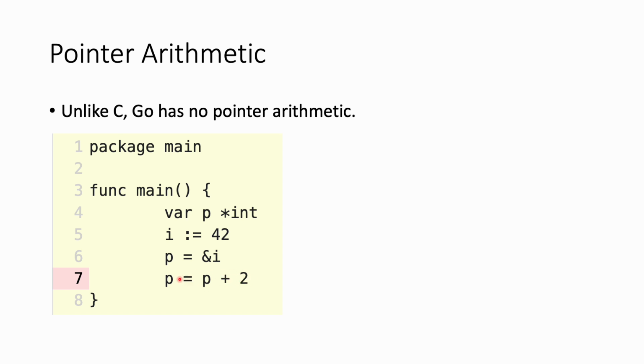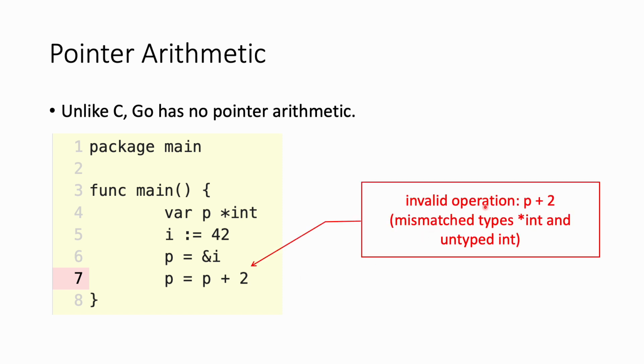As we try to compile this program, we got this error message. It said invalid operation: p + 2 (mismatched types *int and untyped int). That is because here 2 is an untyped int and p is a typed *int, and you cannot add two numbers of different types in Go.